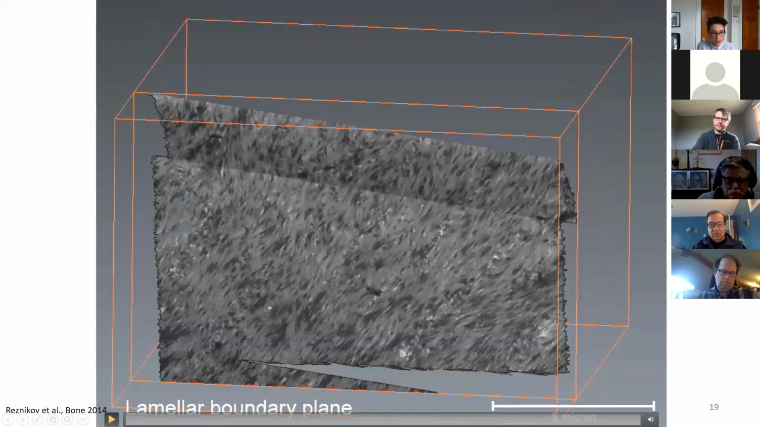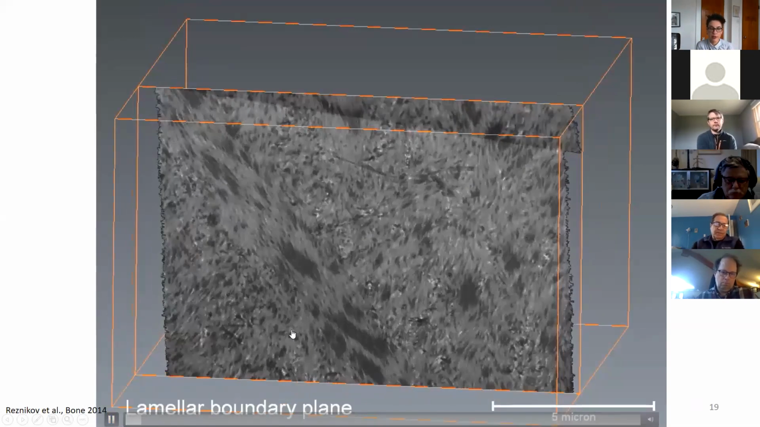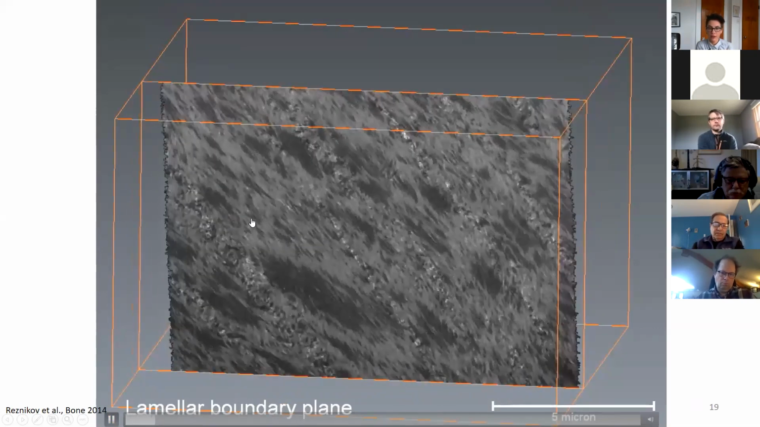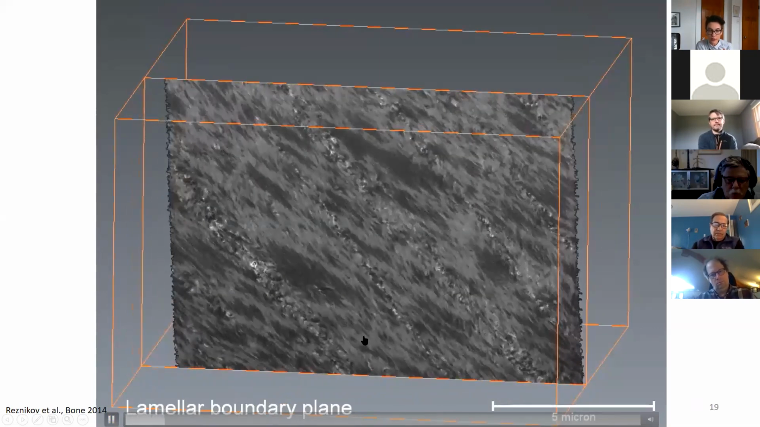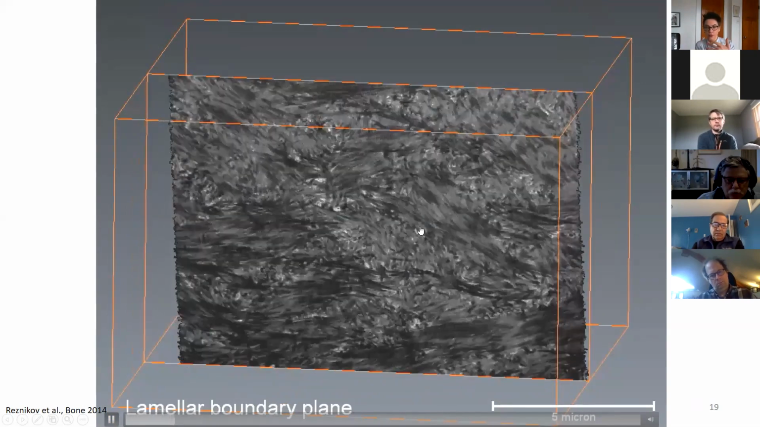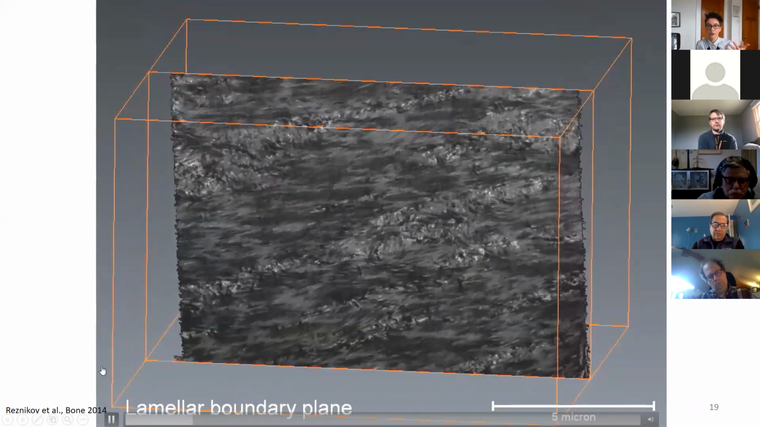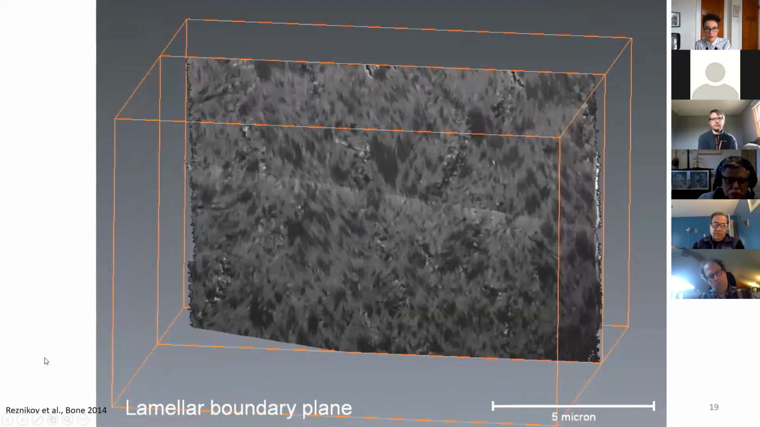Here is another specimen, another donor, another type of bone, and we see the same organization plan. We have aligned collagen packed into bundles, then there is a layer of chaos, and then there is another set of bundles oriented in different orientation, and then the structure repeats itself over and over.